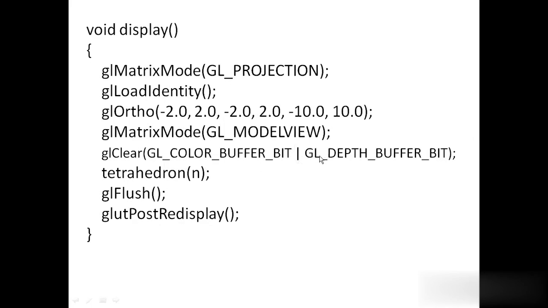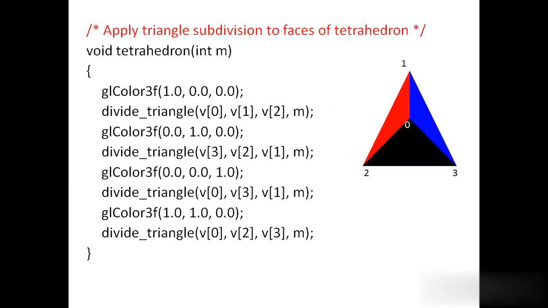Then glClear, the glClear buffer bit, and GL_DEPTH_BUFFER_BIT. It initializes the depth buffer. It initializes the Z value. We call upon the tetrahedron function, and the parameter that we are going to pass is n, which is nothing but the division entered by the user. We will be using this tetrahedron function now.